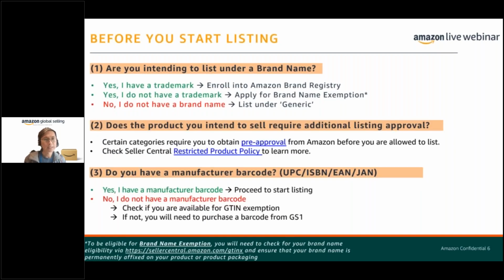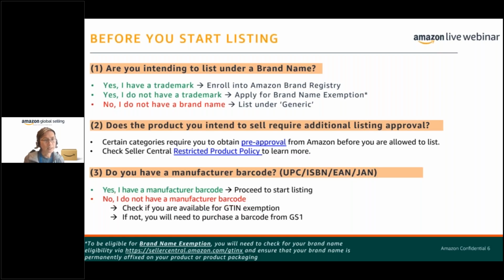All right, before you start your listing, there are a few considerations that you need to think about. First of all, are you intending to list under a brand name, meaning that you have your own brand? So if you do have a trademark, do enroll in the Amazon Brand Registry so that you can unlock all the brand building tools available for brand owners like yourself. If you intend to list under a brand name but you do not have a trademark, you might need to apply for the brand name exemptions. And if you do not have a brand name, you can still list it, you just need to list it under generic.